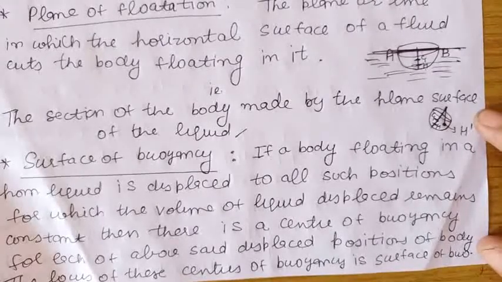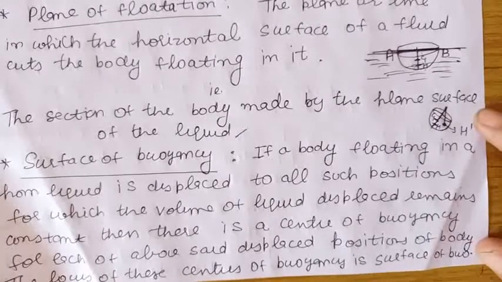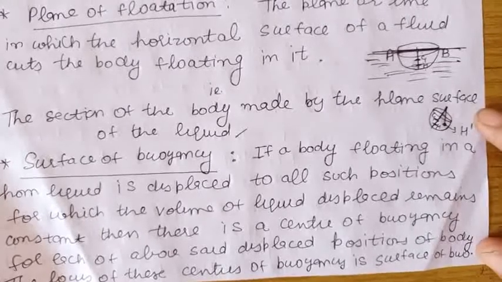So how can we define the surface of buoyancy? The surface of buoyancy is the locus of the centers of buoyancy obtained when a body floating in a homogeneous liquid is displaced to all such positions for which the volume of the liquid displaced remains constant.